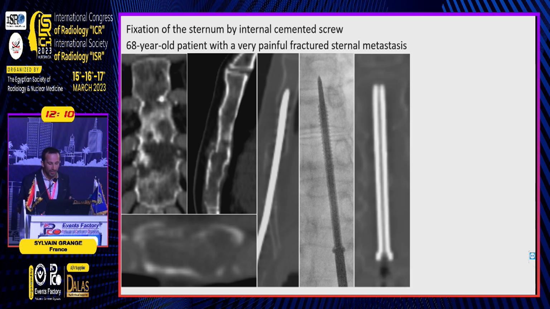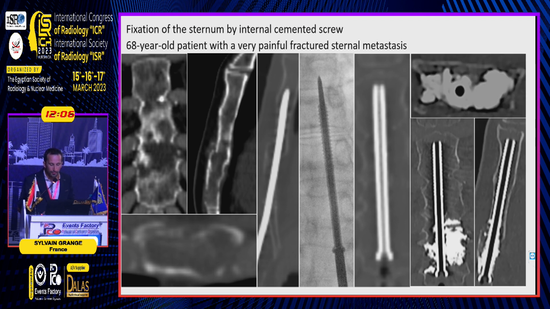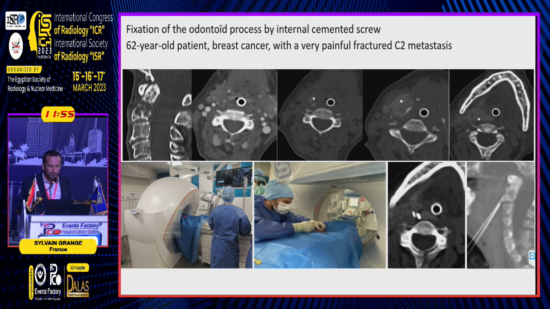This is the screw in coronal view, and after we inject cement through our trocars. And you see here the cement in the lesion, in the fracture, and around the screw.